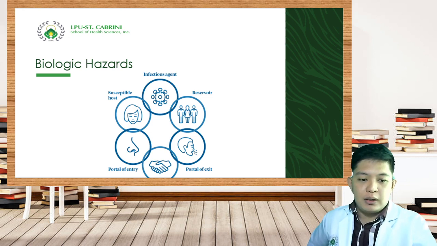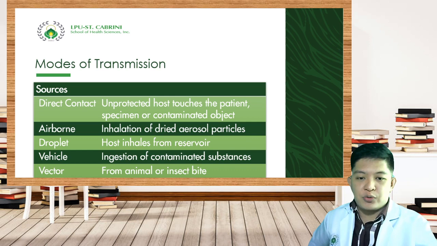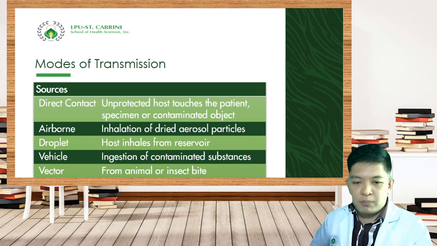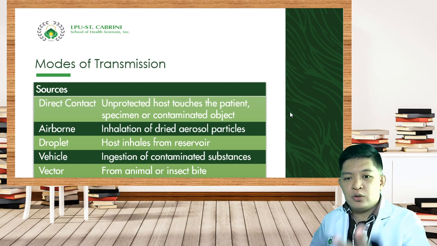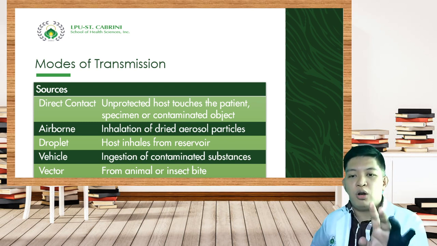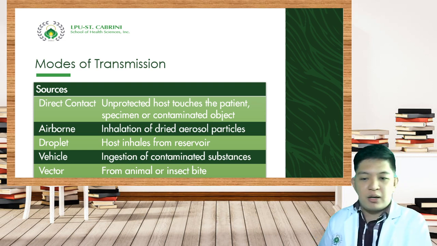Now, in terms of modes of transmission, we have direct contact, airborne, droplet, vehicle, or vector. I am sure that all of you are aware of what a vector is: from an animal or insect bite.